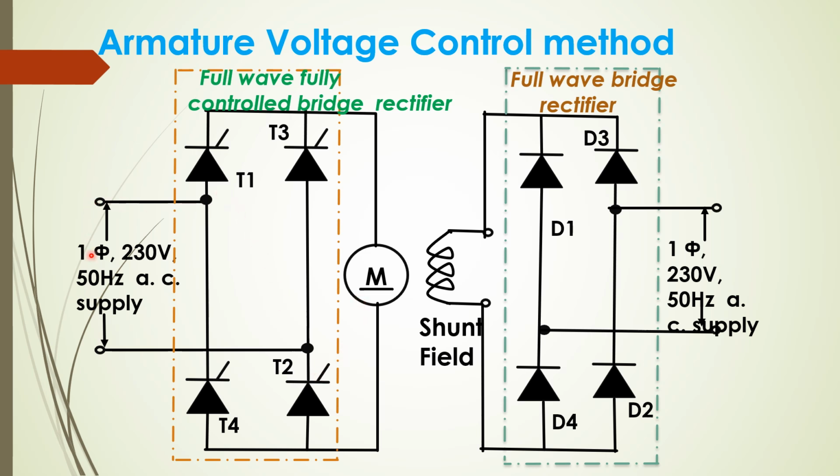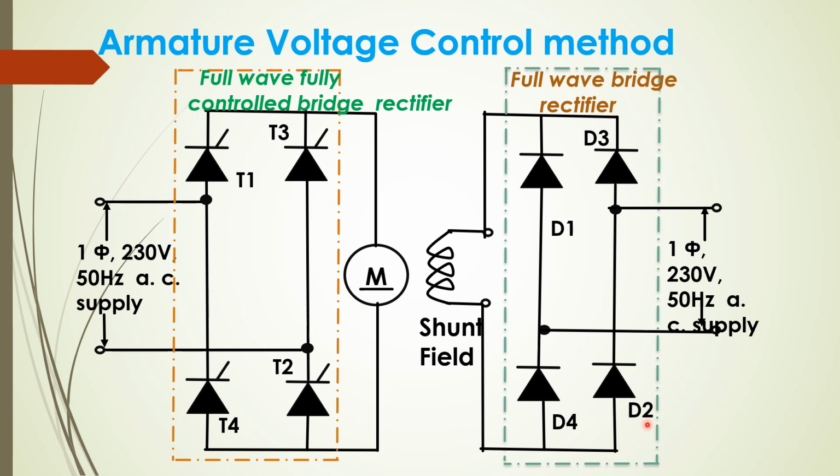Now, during the positive half cycle, T1 and T2 will conduct. During the negative half cycle, T3, T4 will conduct. Irrespective of the pair of thyristors conduction, the armature will be having only positive potential, as this node will be positive and this node will be negative. Since the armature voltage is varying and the shunt field is constant, this bridge rectifier is only having diodes instead of thyristors.